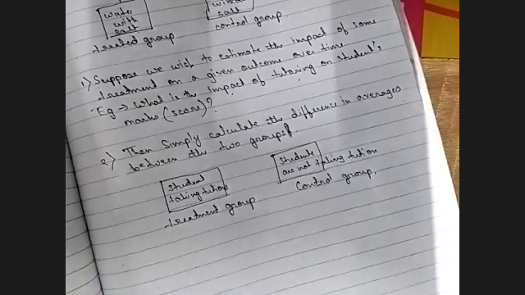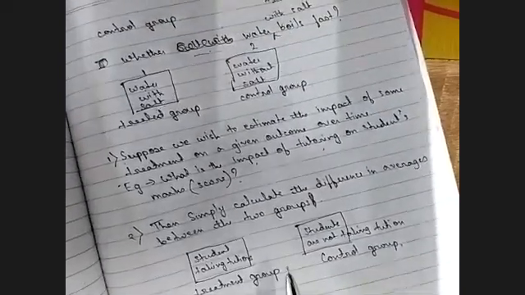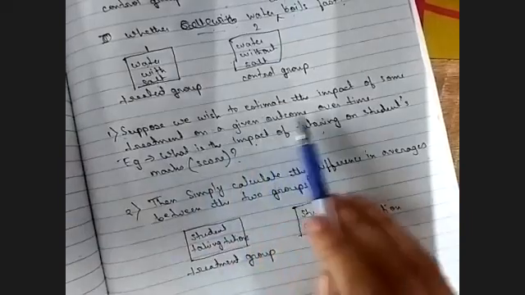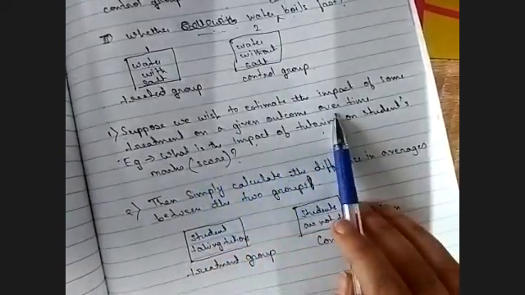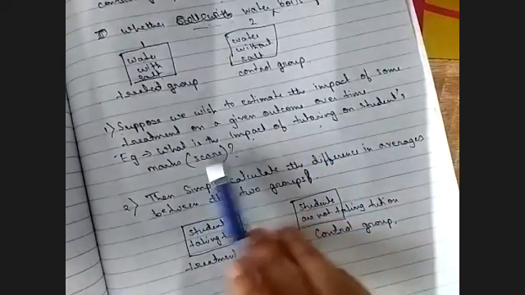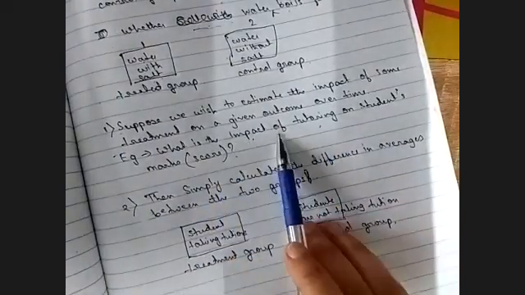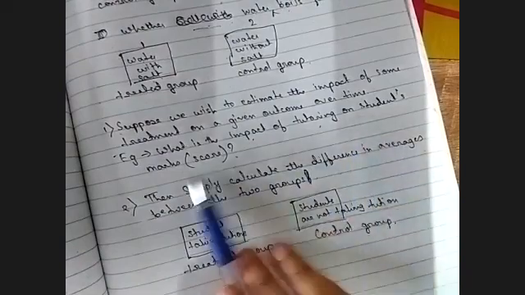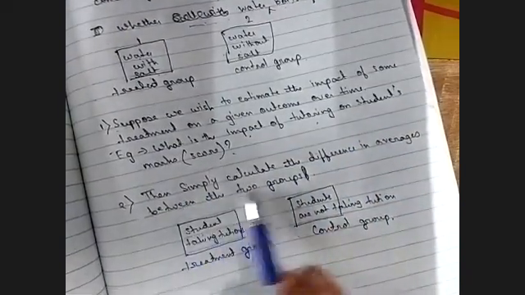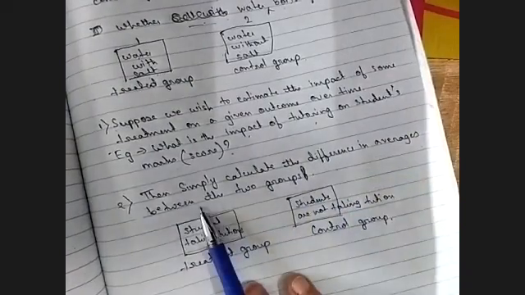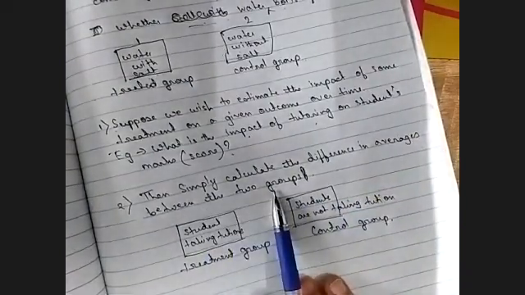Okay. So, I am giving you a recapitulation for the record. Suppose we wish to estimate the impact of some treatment on a given outcome over time. So we want to check the impact of tutoring on students' marks or scores. So simply we will calculate the difference in averages between the two groups.